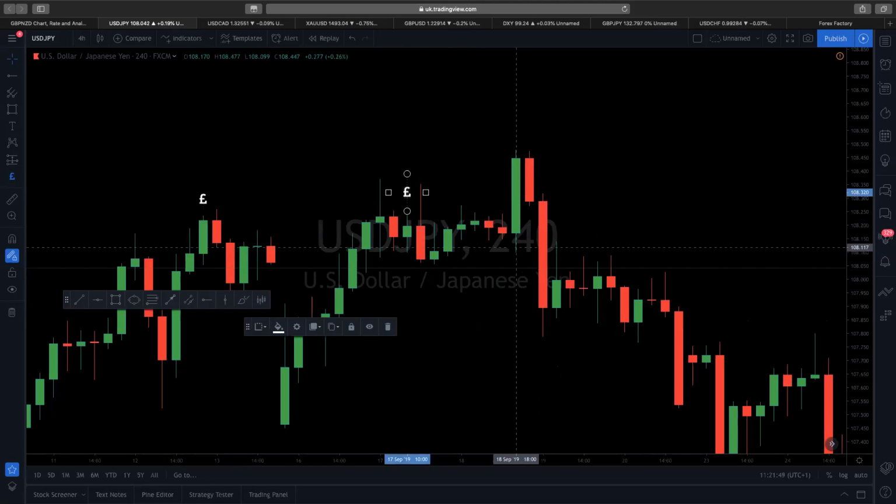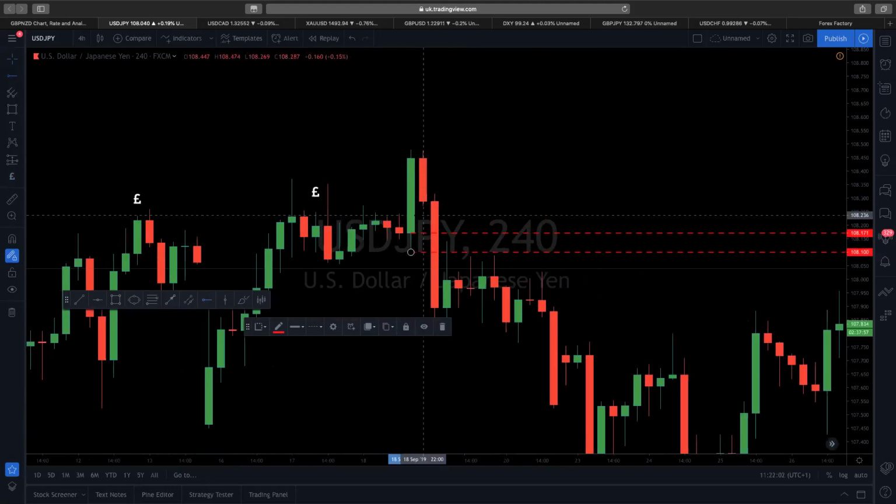People that are already selling at this point. So what happened? You see this candle went up, what happened? Closed below this candle that went the opposite direction. So this is where you put it at the body and on the wick.